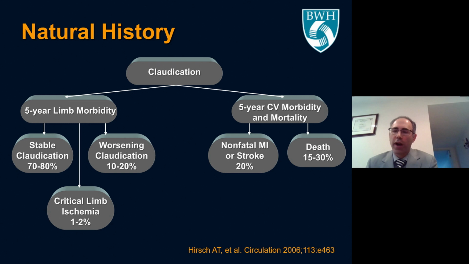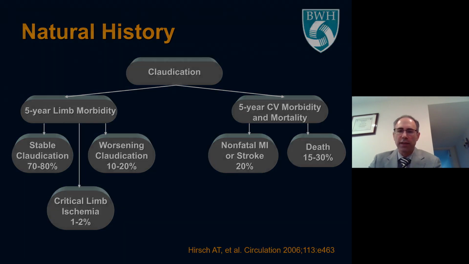From a 5-year cardiovascular morbidity and mortality standpoint, that's where things are really important. There's a 20% chance of non-fatal MI and stroke and a 15 to 30% chance of cardiovascular death. So really identifying patients who have peripheral artery disease actually flags the patient as someone with a high risk of cardiovascular events. And that's why we want to really push all of our risk reduction techniques in these types of patients.